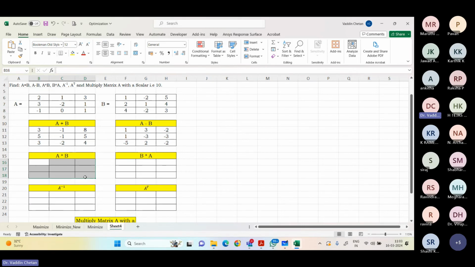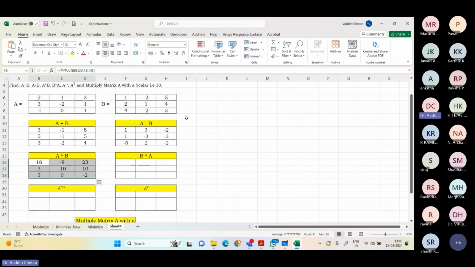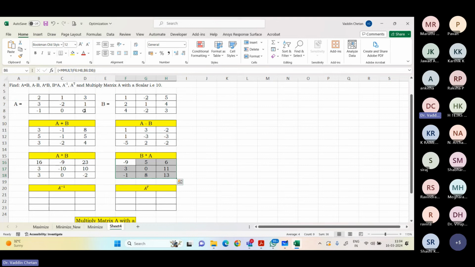So select 3 by 3 and press F2, is equal to MMULT. Select array, that is first array, comma array 2, that is matrix A and matrix B. Close that, press Control Shift Enter. You are going to get the matrix multiplication. Similarly, for B into A, select 3 by 3, press F2, is equal to MMULT. First select matrix B, comma select matrix A, close this, Control Shift Enter. You got B into A.